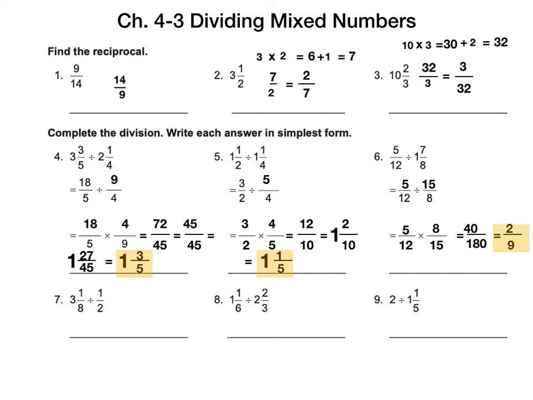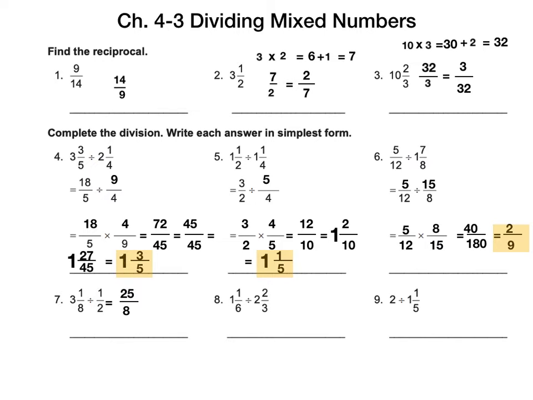So now we're going to move on to number 7, 8, and 9, and this is where we have to do all those steps by ourselves. The worksheet is no longer giving us the steps to work through. We have to do it on our own. So we have 3 1/8. We need to change that mixed number to an improper fraction. 3 times 8 equals 24. 24 plus 1 is 25.